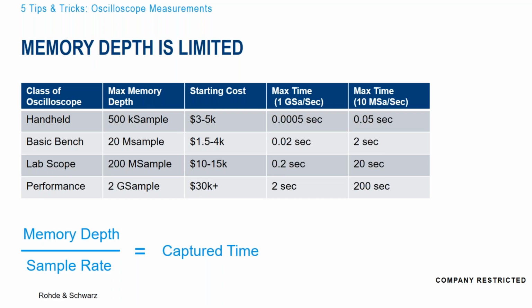So here we've got a couple different classes of oscilloscope, how much memory is typically available on that class, and then what's the maximum amount of time at a relatively quick sample rate and a relatively slow sample rate. We can see that in a handheld oscilloscope, you're really giving up the memory depth that you might get on a basic or lab scope.